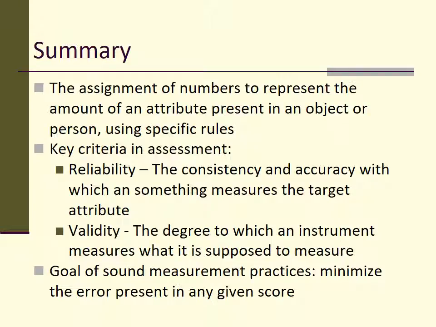So to summarize, measurement is about the rules for assigning numbers to represent the qualities of objects. It is the assignment of numbers to represent the amount of an attribute present in an object or person using specific rules. The key criteria in assessment are reliability and validity. Reliability is the consistency and accuracy with which something measures the target variable. Validity is the degree to which an instrument measures what it's supposed to be measuring. Many factors may contribute to errors of measurement. The goal of sound measurement practices is to minimize the error present in any given score.